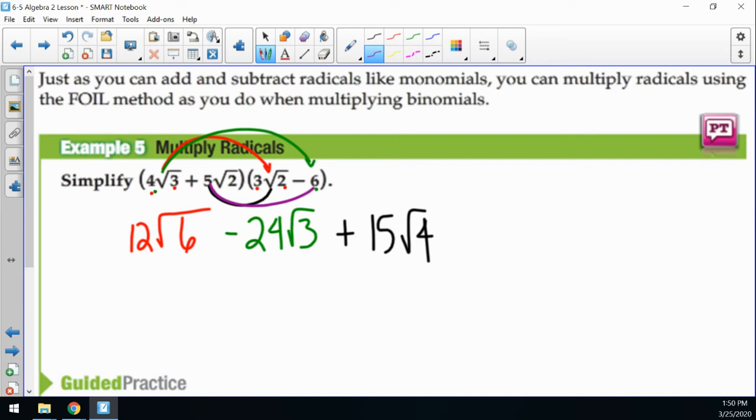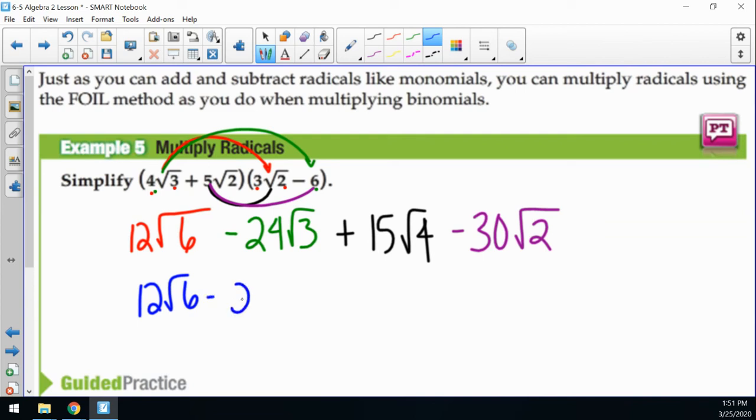It's going to be 5 square roots of 2 times negative 6, which is negative 30 square roots of 2, right? And so what I can do then is go and say, can I simplify this any farther? Well, the square root of 6 is just a number. It doesn't break down into anything nice. It's just that. So we're going to write this as 12 square roots of 6.